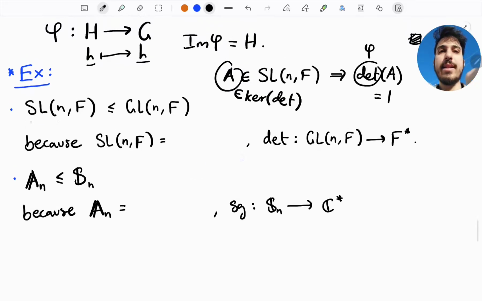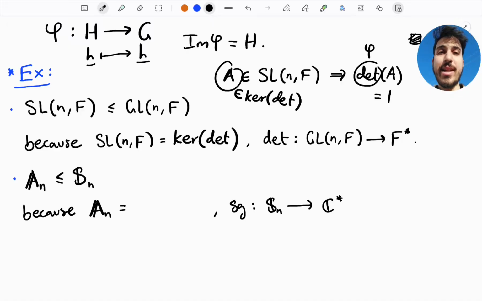So SL_n(F) is a subgroup of GL_n(F) precisely because SL_n(F) is equal to the kernel of the homomorphism determinant. So without using any of the previously mentioned criteria to prove what a subgroup is, we have just proven that SL is a subgroup of GL.